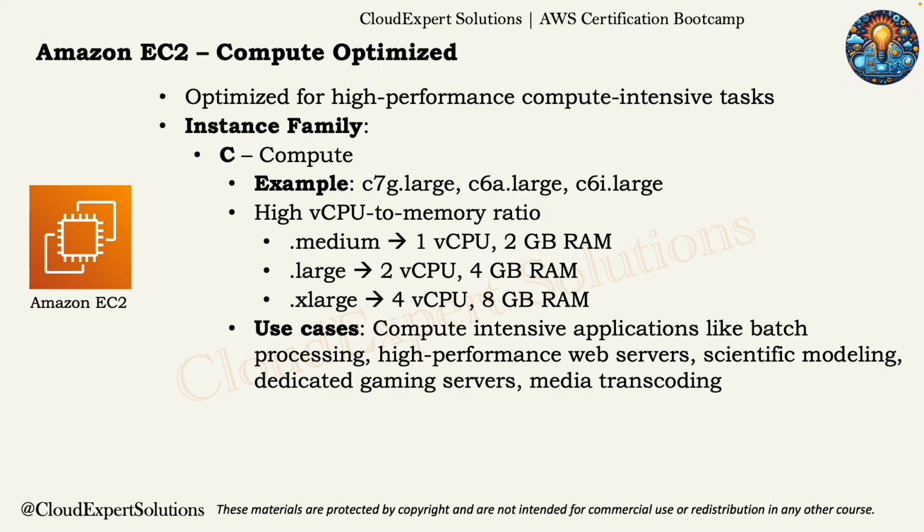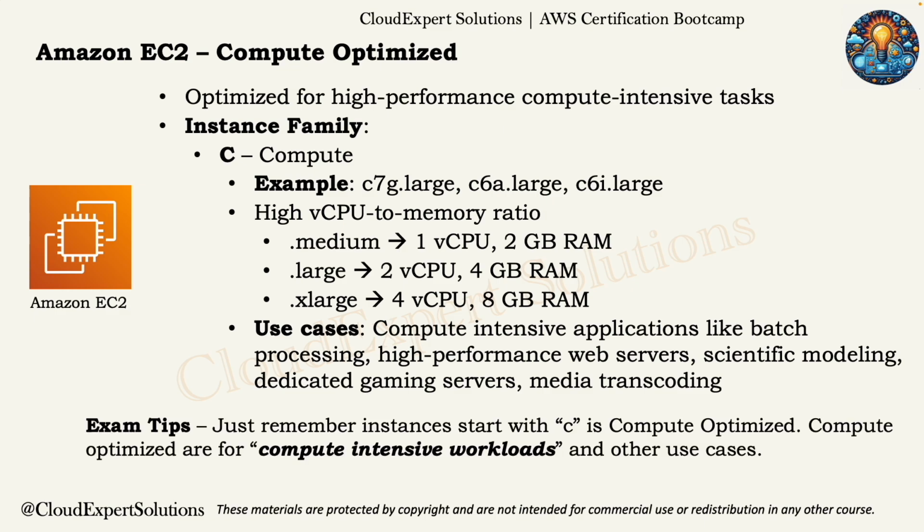In terms of use cases, compute optimized instances are ideal for batch processing workloads, media transcoding, high performance web servers, high performance compute or HPC, scientific modeling, or even for dedicated gaming servers, ad server engines, and machine learning inferences. Just remember, instances starting with C are compute optimized, and compute optimized instances are for compute intensive workloads. And please also remember other use cases that I have discussed in this slide.